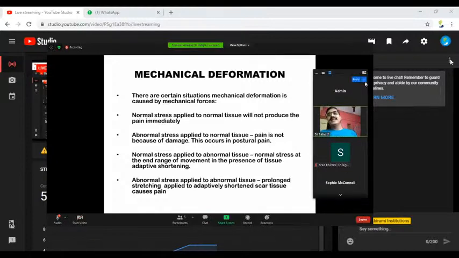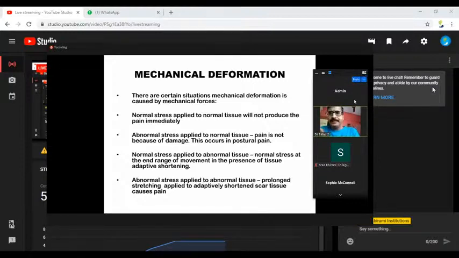One is normal stress applied to normal tissue. The tissue itself is normal, there is no problem, so the tissue is absolutely normal. When you apply normal stress to that tissue, it will definitely produce a pain immediately. That pain will also be tolerable because this is only normal stress.